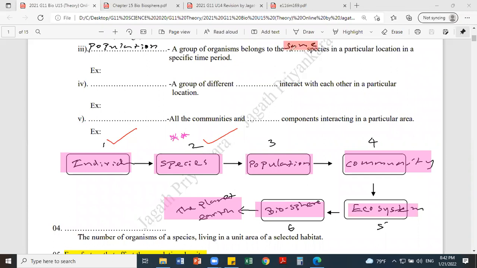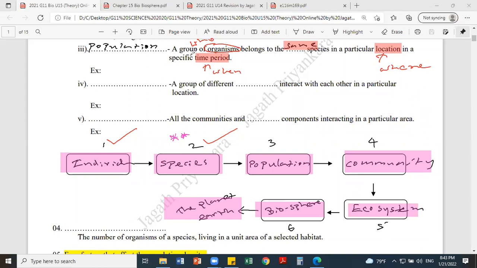If bats, then all the bats living in a particular location. You have to tell the location. Where? Highlight the word where. You have to give the location, and you have to give the time period. Who, where, when. Time period means when. Who means the organism. Location means where. Who, where, when.